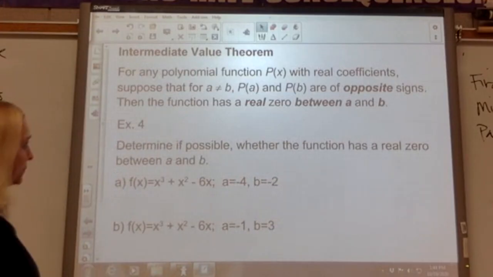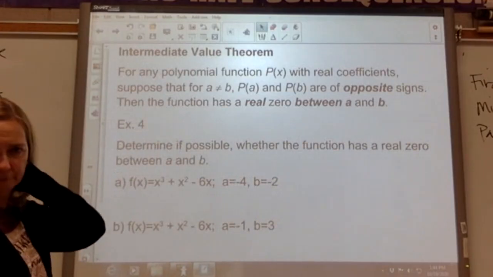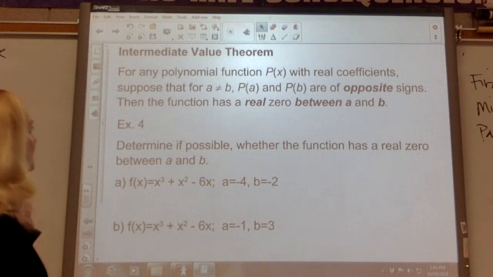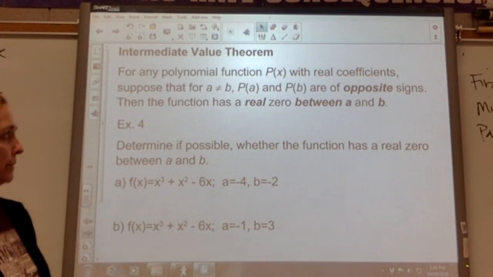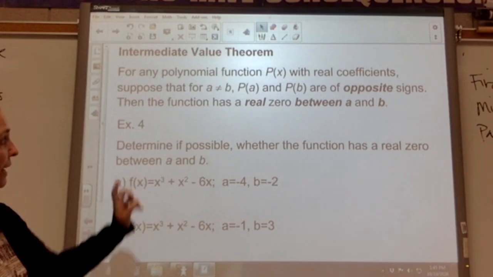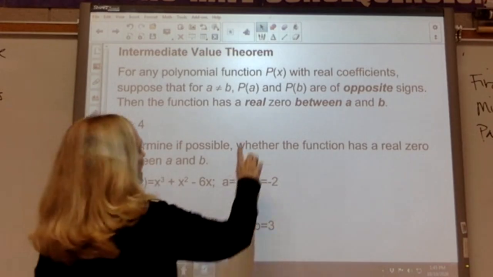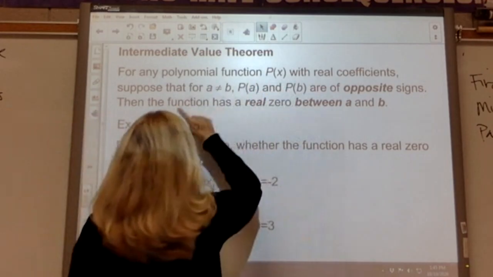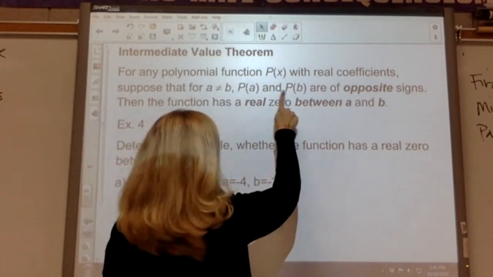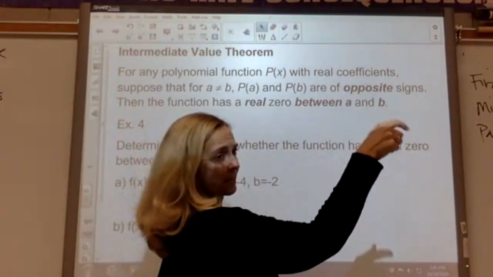This is called the intermediate value theorem. The hardest part is going to be remembering the name because what you do is really easy. And so what it says is for any polynomial function p of x with real coefficients, suppose that a does not equal b. Suppose that for a not equal to b, p of a and p of b are of opposite signs.